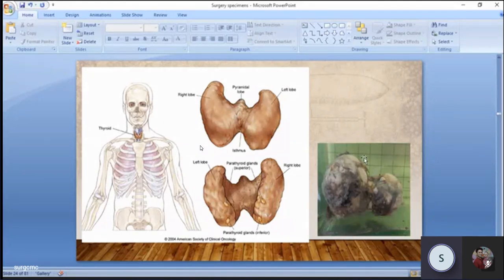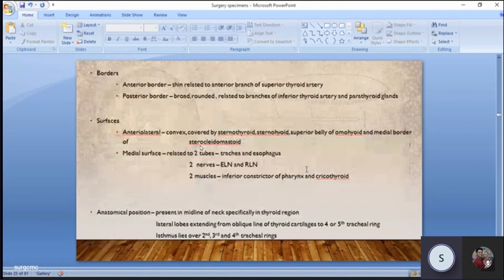So these are 2 lobes. This is the isthmus part, and there is sometimes a pyramidal lobe. It is not present 100%; you cannot see it in every patient. So in this patient, we cannot see clearly whether a pyramidal lobe is there or not. Okay. So what are the borders?